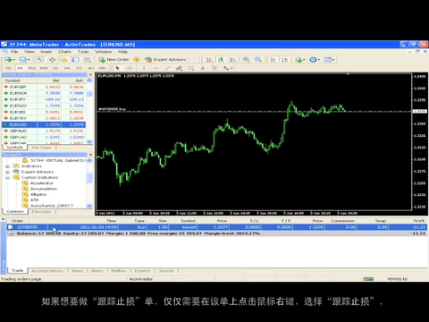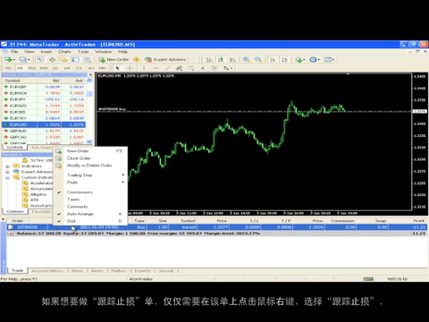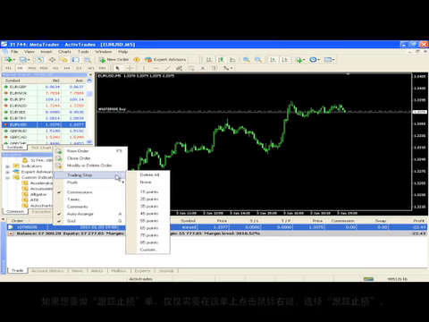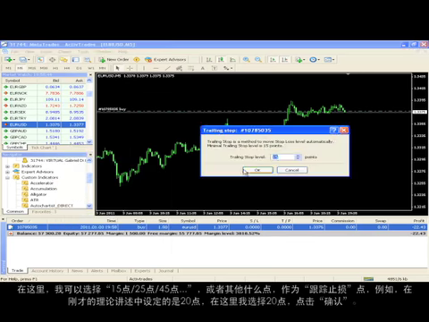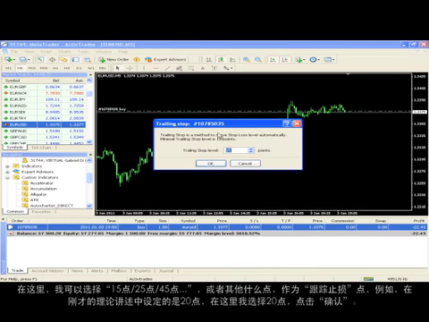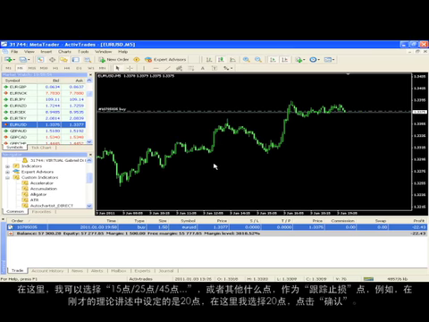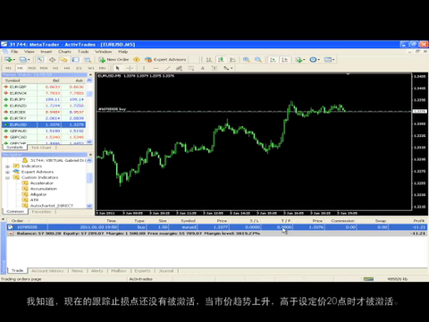If I want to add a trailing stop parameter to this position, I simply click with the right button of the mouse and select trailing stop. Here I can select, for instance, a trailing stop of 50 points, 25, 45, or whichever trailing stop I want. In our example, in the theory, it was 20 points, so I'm going to select 20 points. I hit OK, and I know that this now has a trailing stop level, which has not been activated yet. It will be activated once the price moves 20 points, 20 pips in the direction of the market.